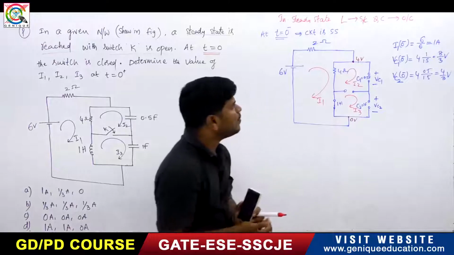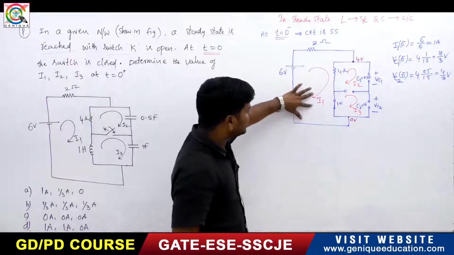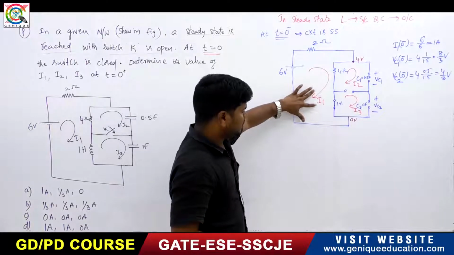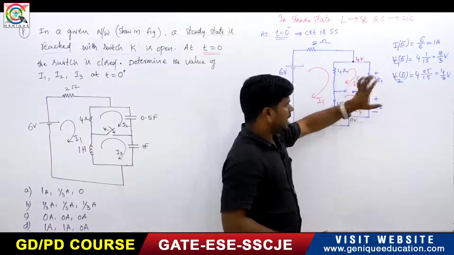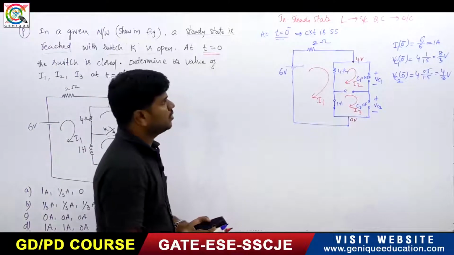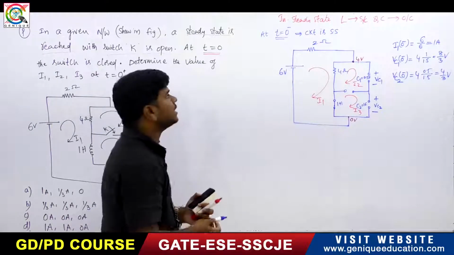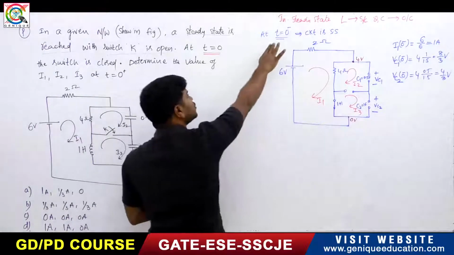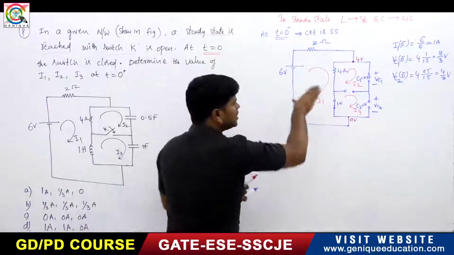We have calculated the voltages and currents. What we have calculated is the current through the inductor at t equals 0 minus and the voltage across the capacitors at t equals 0 minus, right? So these are the things. Now at t equals 0 plus, at t equals 0, the switch is closed.